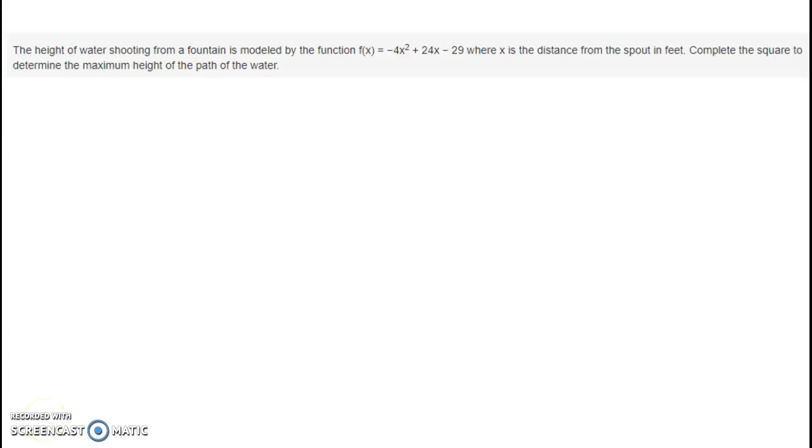Hey, so this is a good example to go over, just that goes through all the steps of completing the square, and it's also an application problem. When we complete the square, we're basically trying to find a way to make this a perfect square trinomial that we can factor.